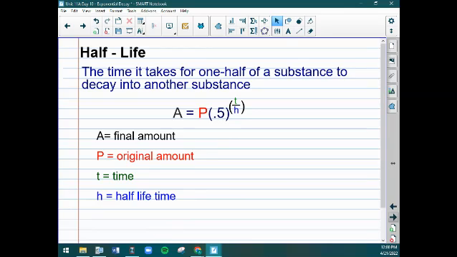Okay, so the key to this is these must be the same units. They must be the same units. So if the half-life time is in seconds, then whatever other time you're doing must also be in seconds. We can talk a little bit about some unit conversion as we go through this as well.